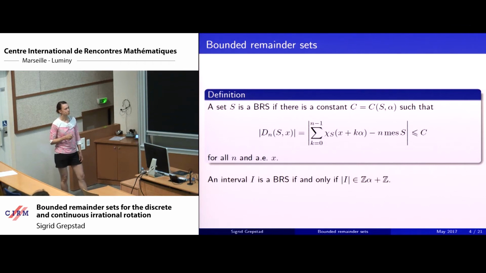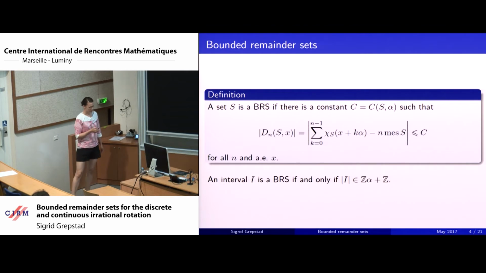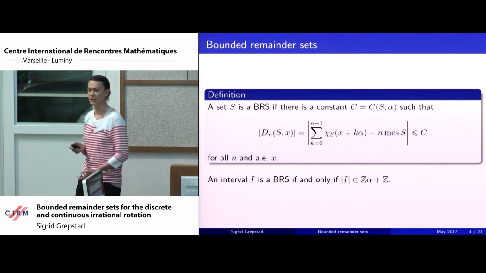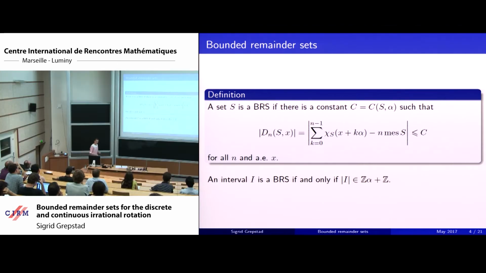And if your S has boundary measure 0, this is the same as asking that this holds for a single value of x. Now so far we have been talking about this on the torus, but you could also extend this definition fairly naturally to sets in Rd. So let me just make a small drawing.